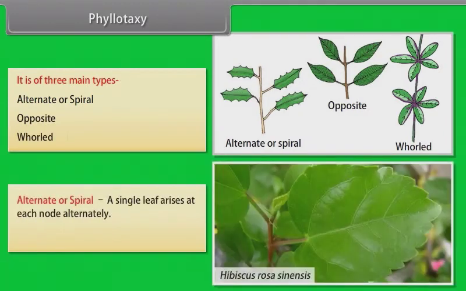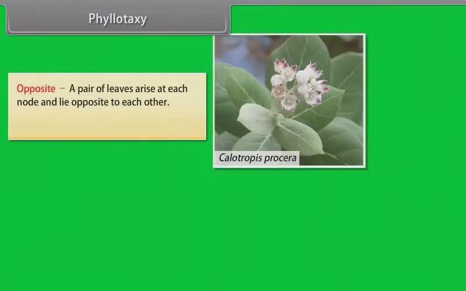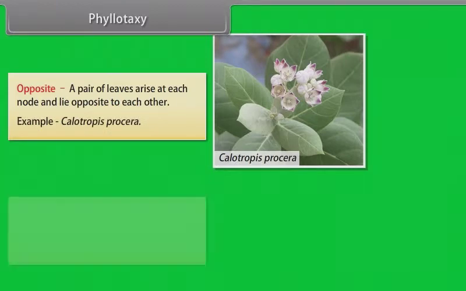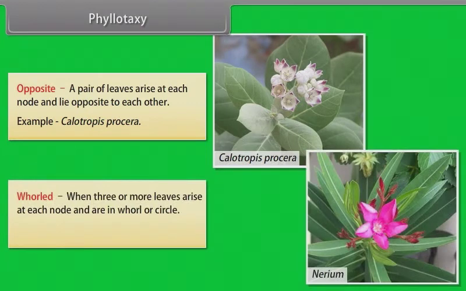Alternate or spiral. A single leaf arises at each node alternately. Example, Hibiscus rosa sinensis. Opposite. A pair of leaves arise at each node and lie opposite to each other. Example, Calotropis procera. Whorled. When three or more leaves arise at each node and are in a whorl or circle. Example, Nerium oleander.